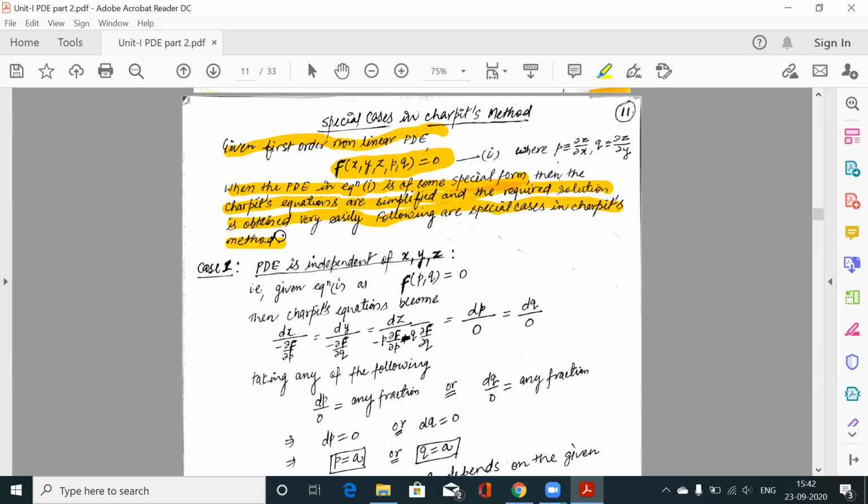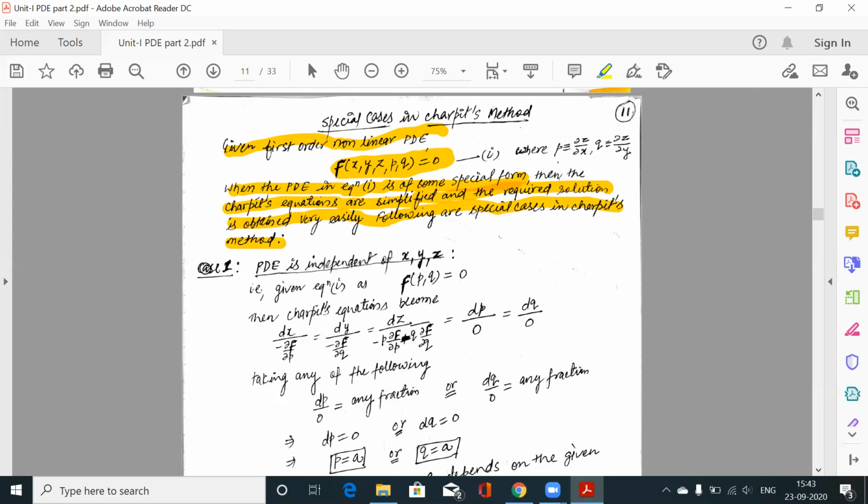There is no burden if you don't remember these cases, because these cases are also solved using the Charpit's method. If in case you don't remember them, there is no problem. You simply solve the question with the Charpit's method. But if you remember these cases, we can reduce some of the initial steps in the Charpit method. That is the purpose only. So what are these special cases?